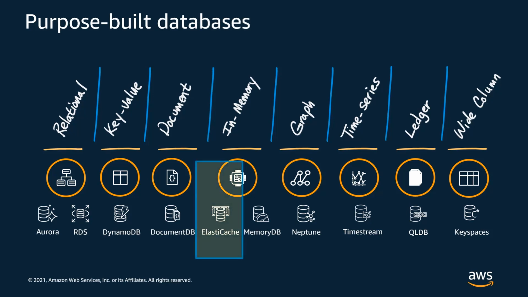ElastiCache is one of two of our in-memory services, which are designed to serve workloads that need the super low latency and high throughput performance that only memory can provide. ElastiCache itself comes in two flavors with two underlying engines to choose from, one for Memcached and another for Redis. Today, we're going to be focusing on ElastiCache for Redis and its new data tiering capability. And if I refer to simply ElastiCache as a shorthand, it's implied that I'm referring to ElastiCache for Redis in this session.